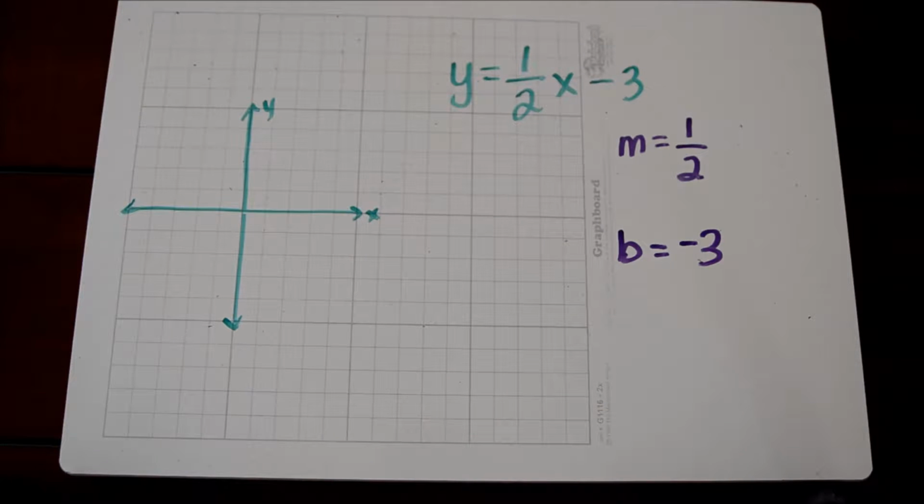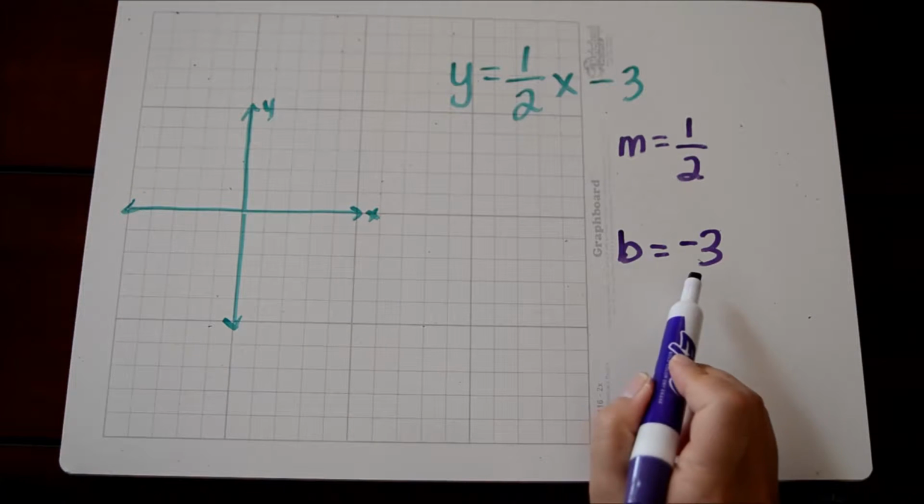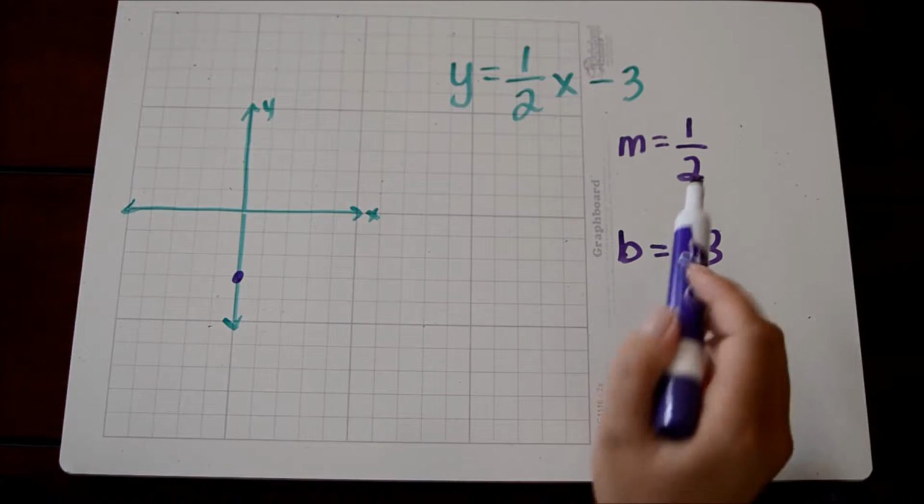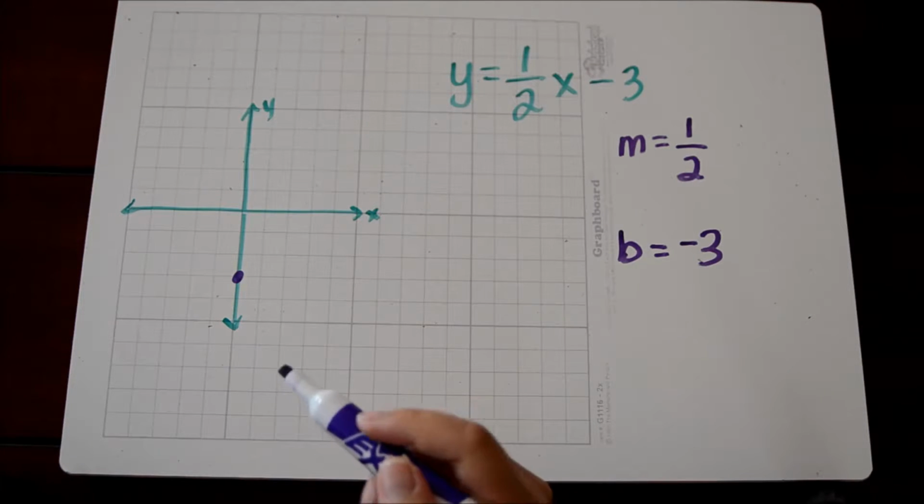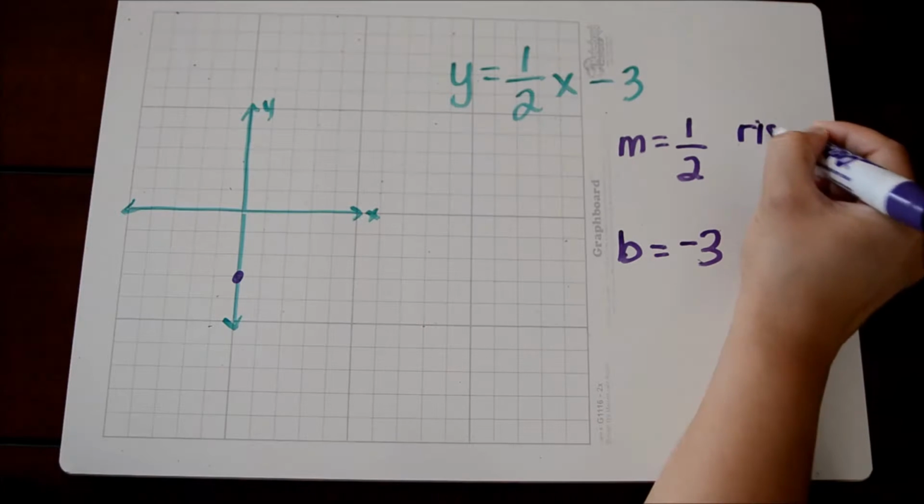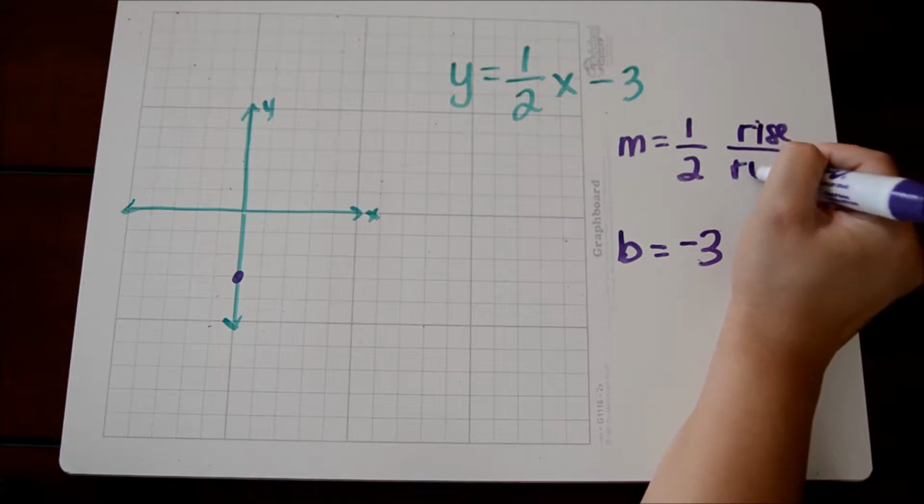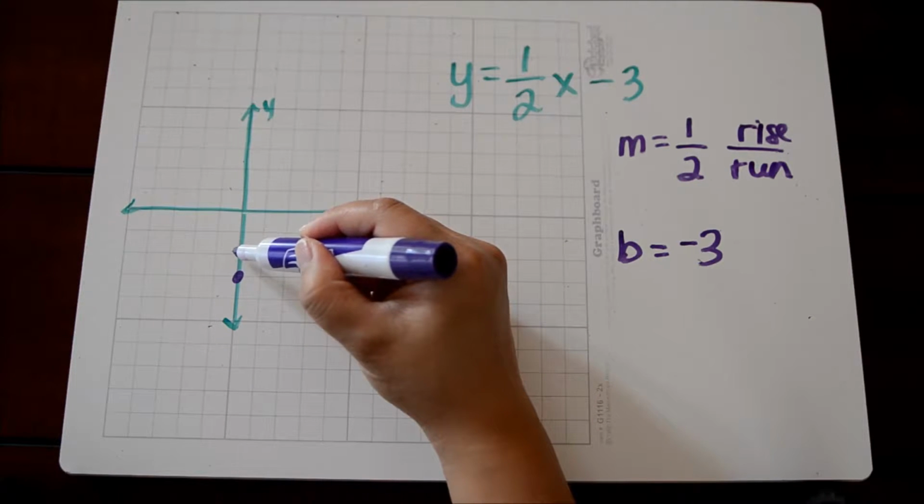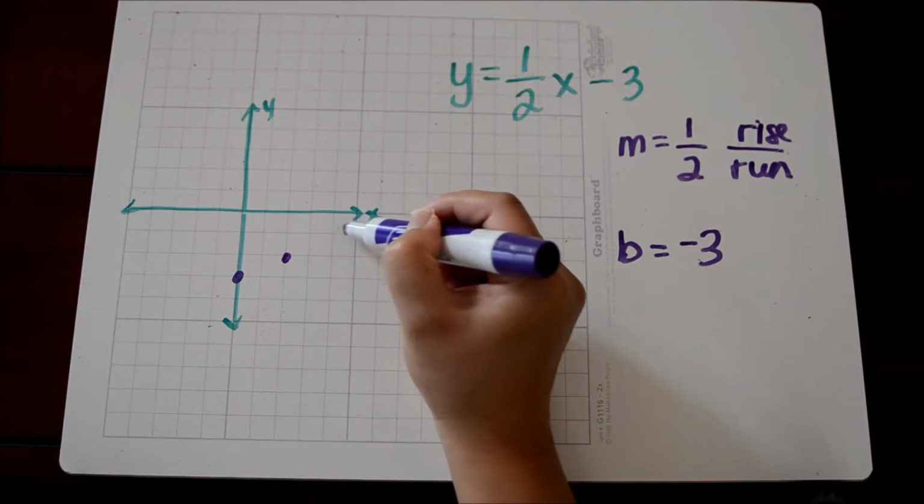The first thing we're going to do is plot the y-intercept on the y-axis. So we're going to plot a point at -3. And we're going to use our slope to finish our graph. Keep in mind that slope is also known as rise over run. That's our change in y values over our change in x values. So we're going to go up 1, because it's positive 1, to the right 2.